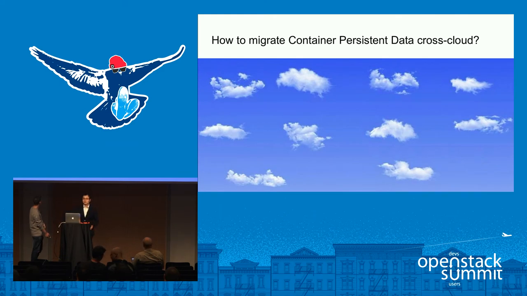Let's get back to the topic: how to migrate container persistent data across clouds. There are a lot of technologies to make a migration. Firstly, we can make a hard copy, and second, we can back up and restore. And today we will show a demo in OpenStack of how to migrate a persistent data volume between clouds, like this picture. Okay, before that, I will introduce an OpenStack project.